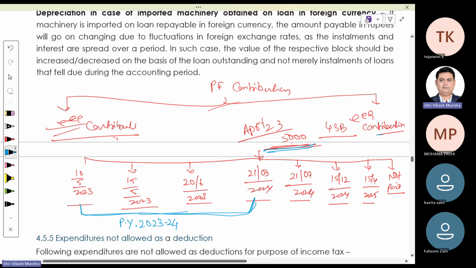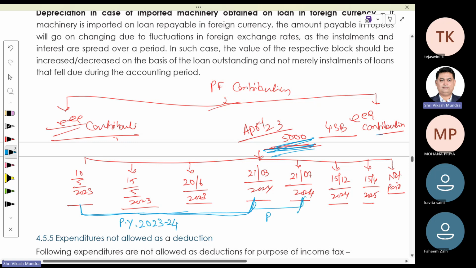If I make the payment of this rupees 5,000 within the due date of filing my return of income, here the due date of filing return of income is relevant. On the contrary, in case of employee contribution, the due date for making payment as per the PF Act, etc. are relevant. If I made the payment of this rupees 5,000 to the PF authority within the due date of filing return of income, which is, say in our case, 31st July 2024, if it was made within the due date of filing return of income, then we should consider it was made in the previous year itself.